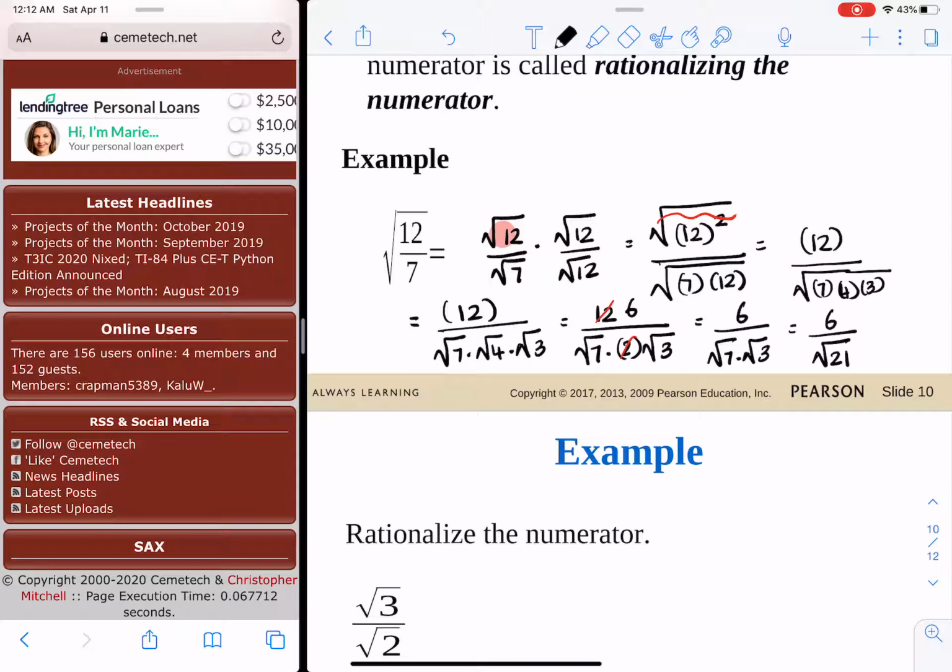Keep in mind, always, if you try to rationalize the denominator, you can't get rid of the numerator radical. If you try to rationalize the numerator, you cannot get rid of the radical in the denominator. So at any given time, we could either rationalize the numerator or we can rationalize the denominator.